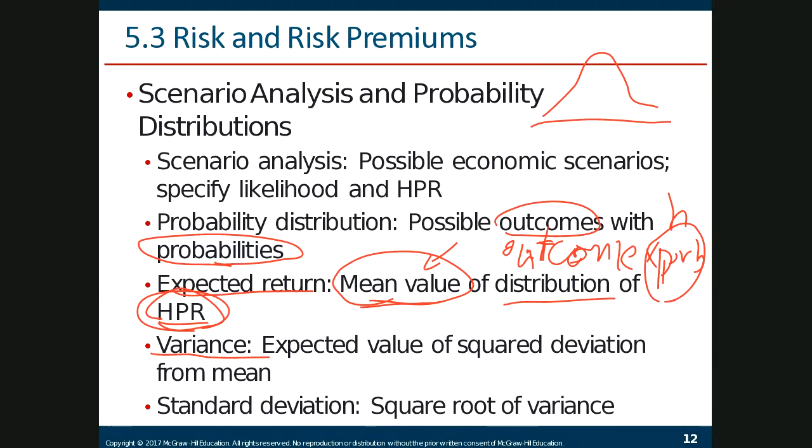But for the risk, we are going to use what? Variance, and also the standard deviation, which is calculated from the variance. So how do you calculate the variance? Variance is basically the expected value of the squared deviation from the mean.